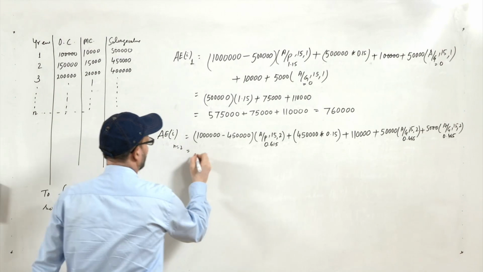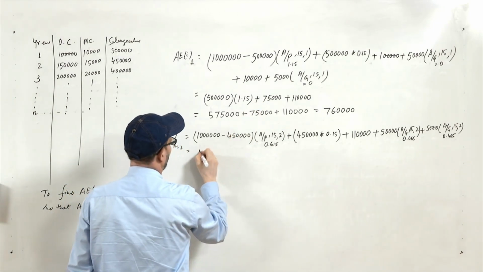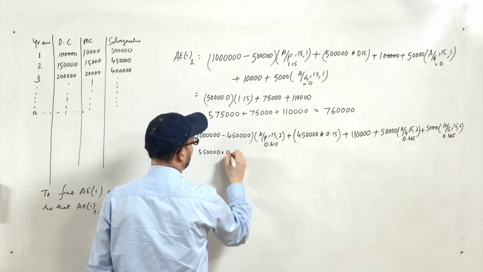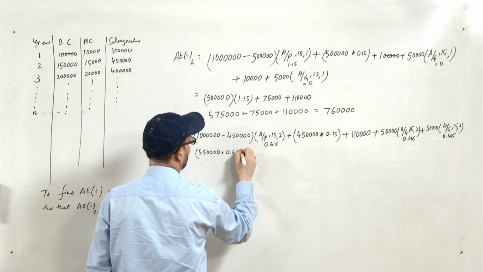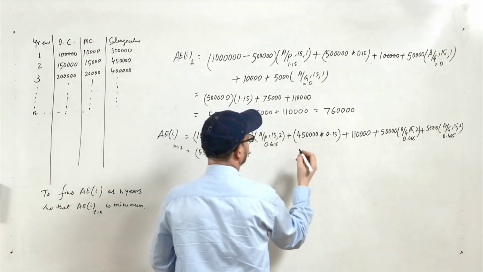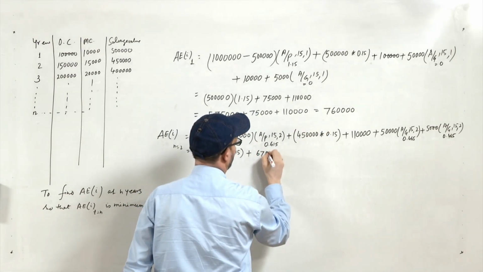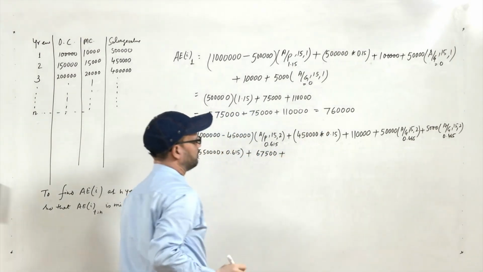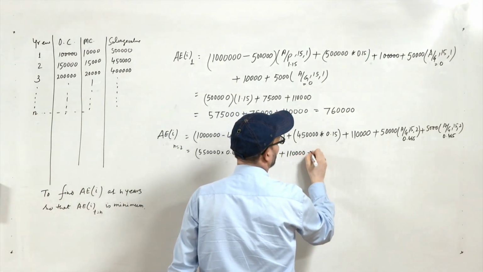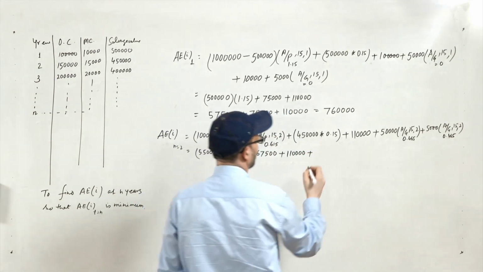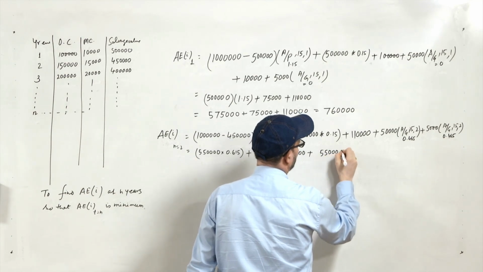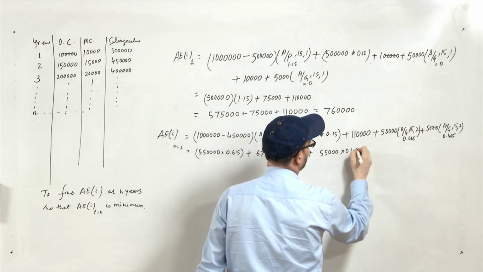So, you have here 5,50,000 multiplied by 0.615 plus 67,500 plus 1,10,000 plus 55,000 times 0.465.